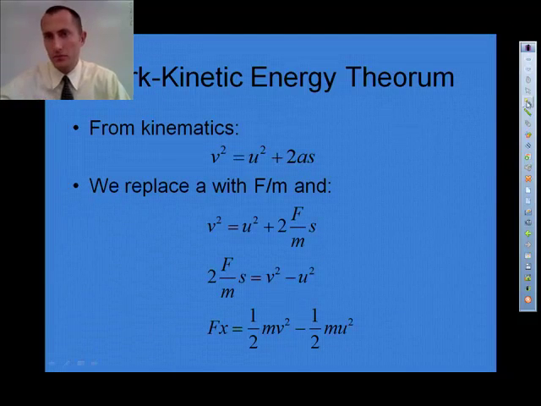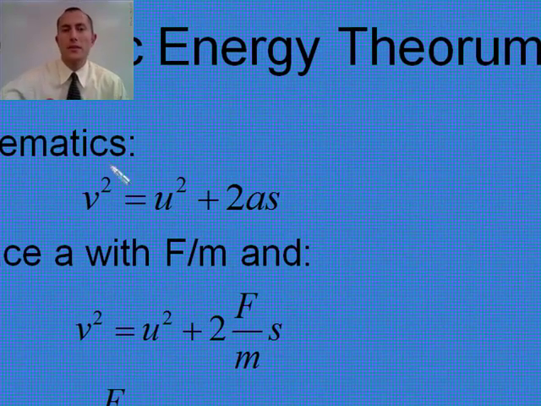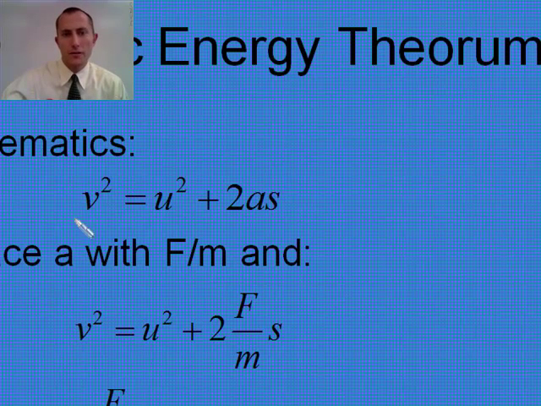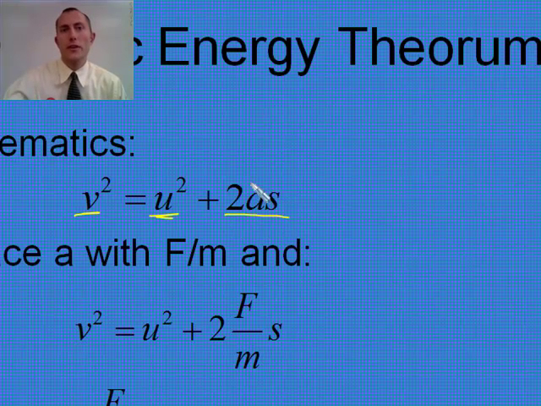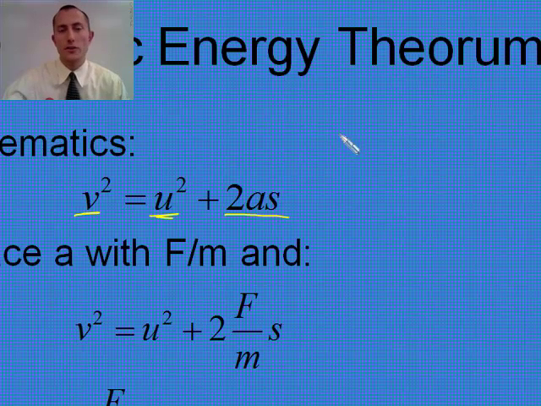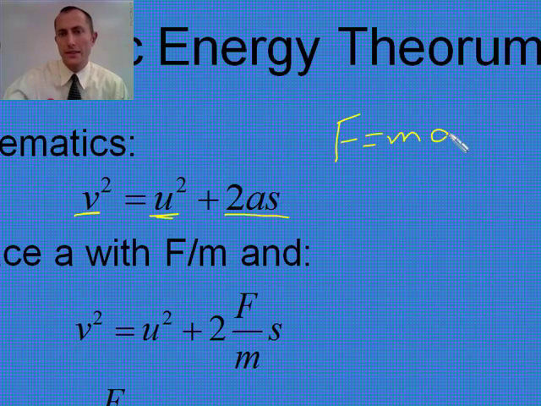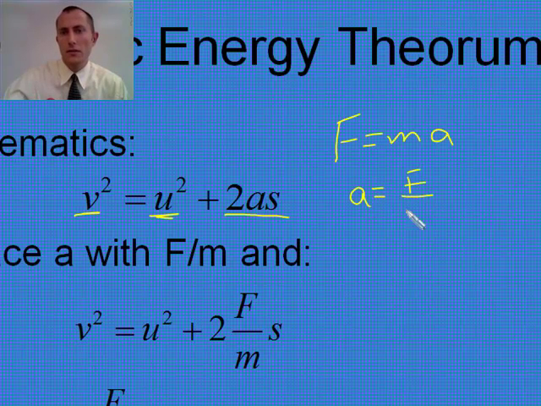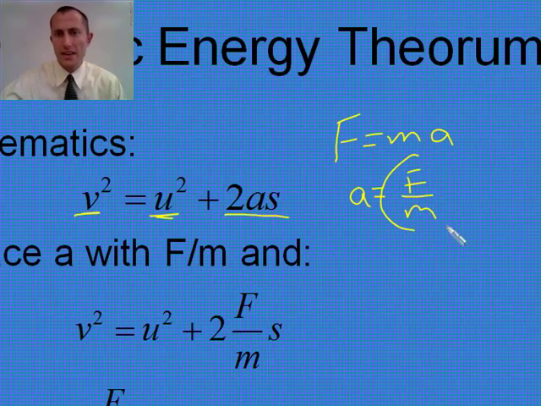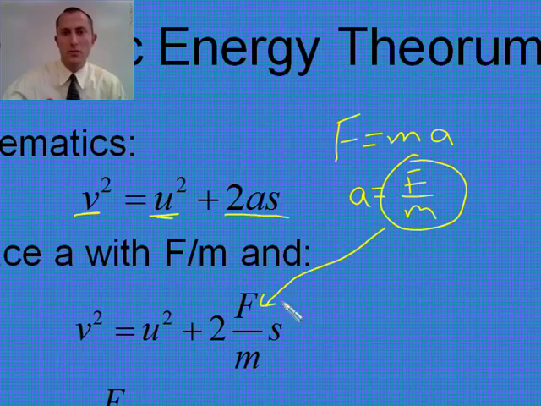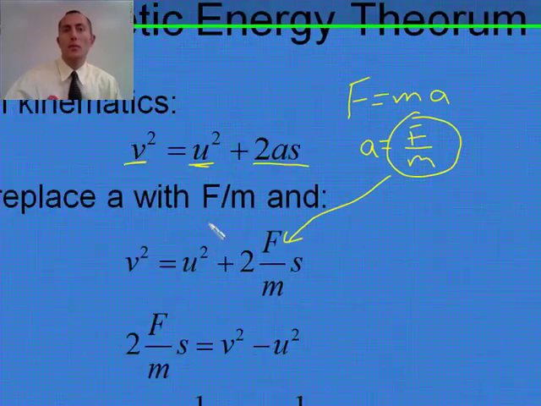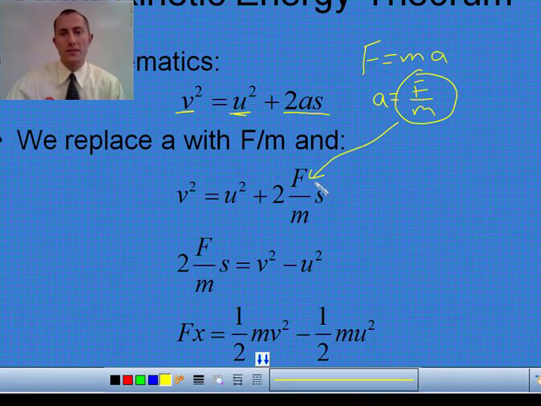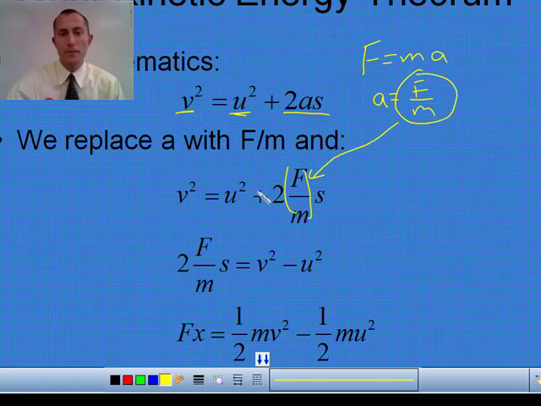So if we express this mathematically, and this is one of our 5 key kinematics equations, final velocity squared equals initial velocity squared plus 2 times the acceleration times the displacement over which that acceleration occurred. Remember from Newton's second law that force is equal to mass times acceleration. If we rearrange that a little bit, acceleration is then equal to force over mass. Well, we can take this, plug it in for acceleration, and we get v squared equals u squared plus 2 times force divided by mass times the displacement.